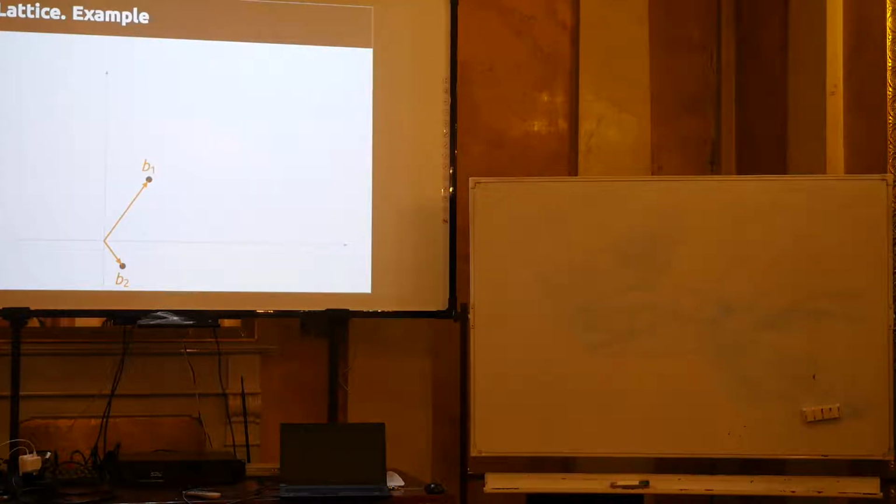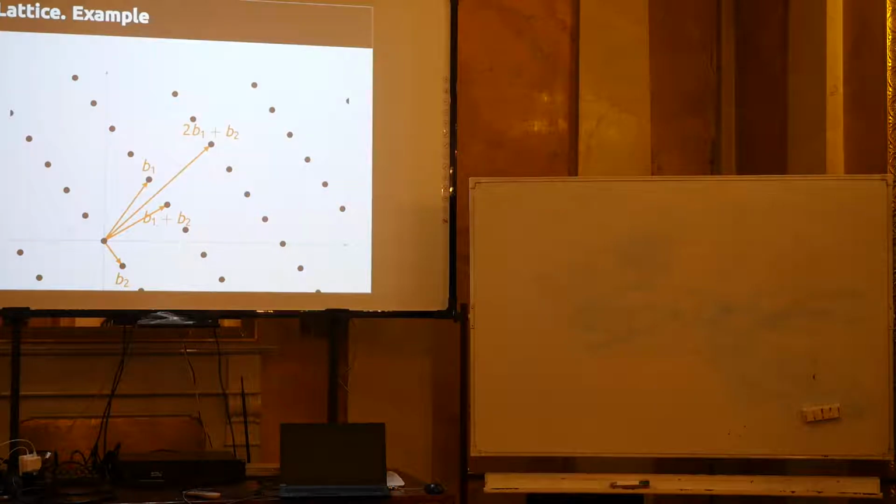And here's an example. I give you 2 linearly independent vectors, b1 and b2. Then this point, which is b1 plus b2, is a point in my lattice, because b1 plus b2 is an integer combination of the 2 basis vectors. This point, which is 2b1 plus b2, is also an integer combination, so it's also in my lattice. In general, all these points belong to my lattice. And here, this lattice is super simple.